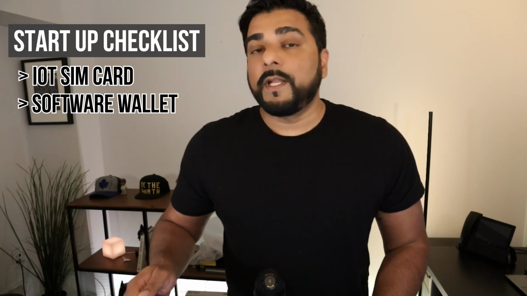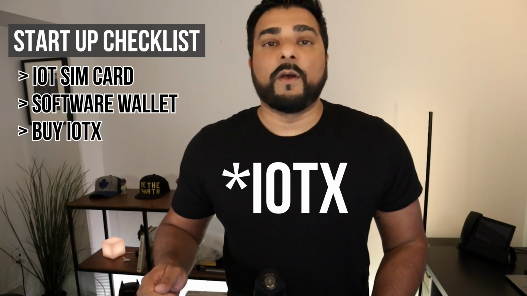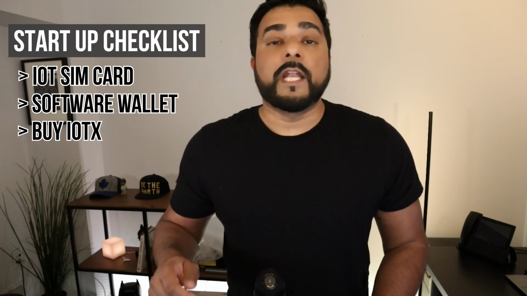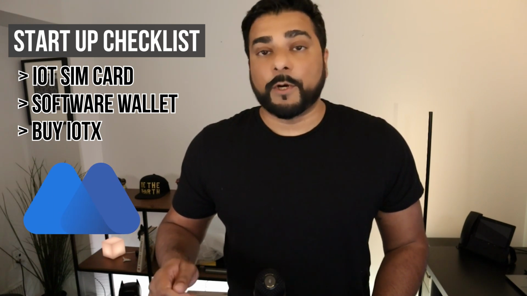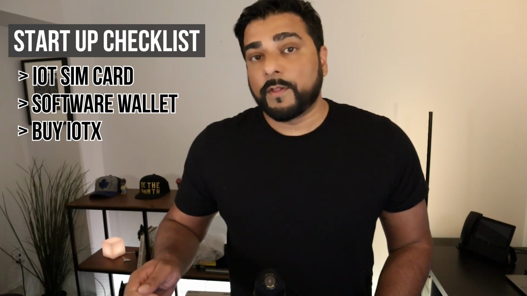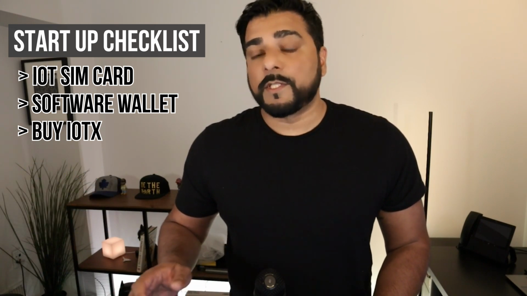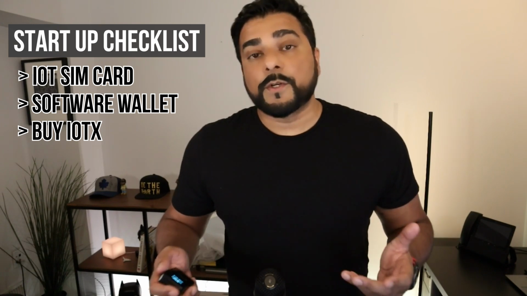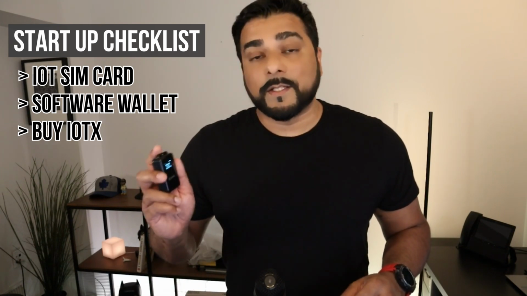Speaking of funds, you're going to have a little bit of IOTX in your wallet. I'm going to be using the Mexi exchange to purchase it and send it to my Metamask wallet. You don't need too much to cover the cost of these transactions. I'm only gonna be spending $5 to $10. So those are some of the requirements that we're gonna need to get this device up and running. I'm gonna go ahead and start walking you through the steps.